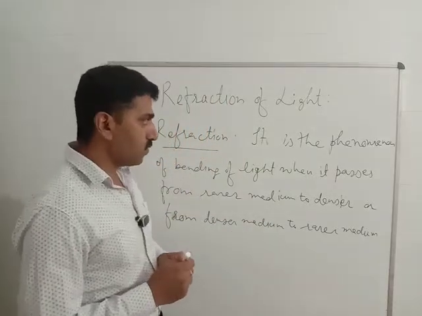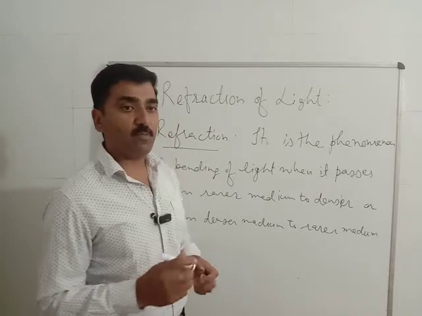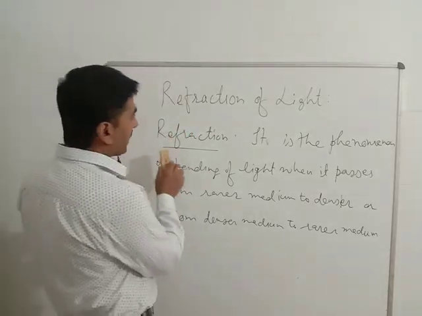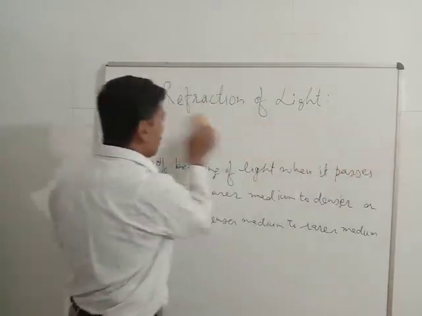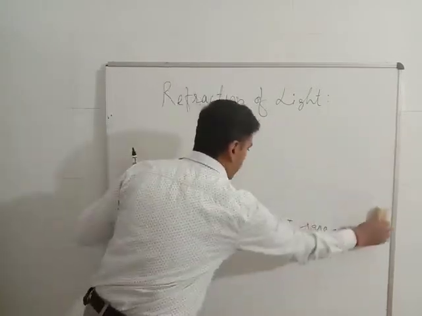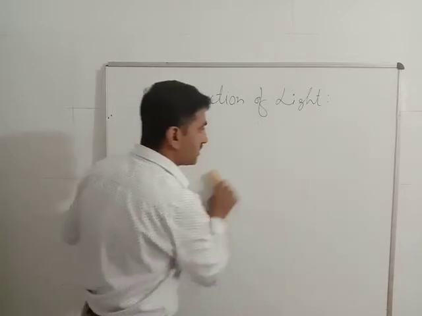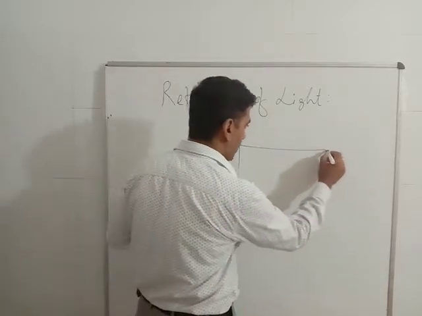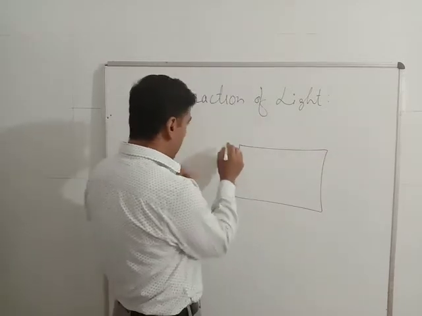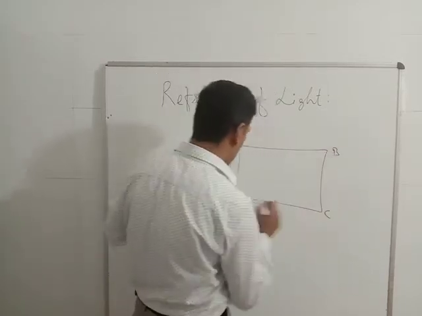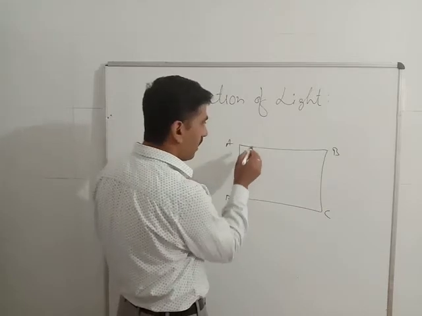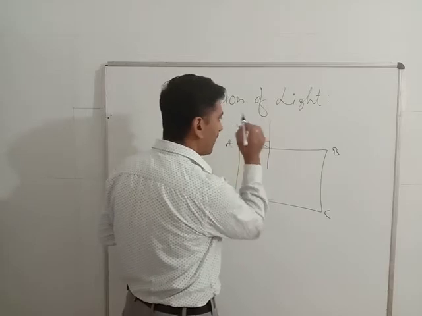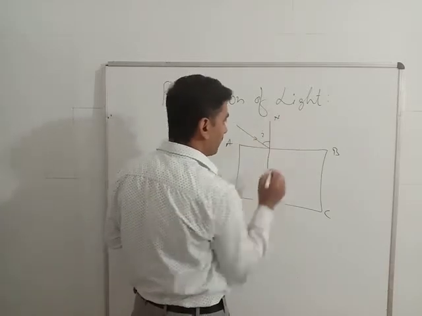First of all, I'll let you know how the refraction is taking place through glass slab. So let's go ahead and draw the diagram of refraction through glass slab. This is your glass slab. Let ABCD is the name of the glass slab, and an oblique ray of light is passing and making an angle of incidence i with a normal.